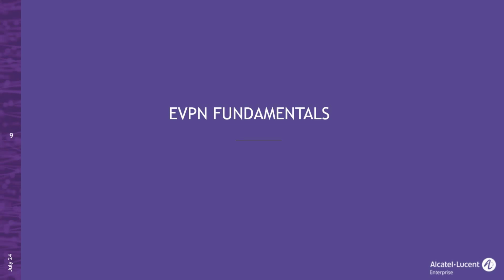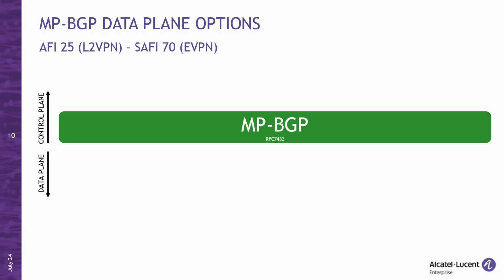So let's talk about EVPN. MP-BGP EVPN is a control plane protocol for VXLAN based on RFC 7432. EVPN introduces a new address family, EVPN, to the MP-BGP protocol family.